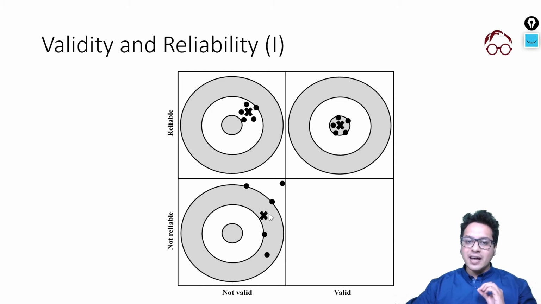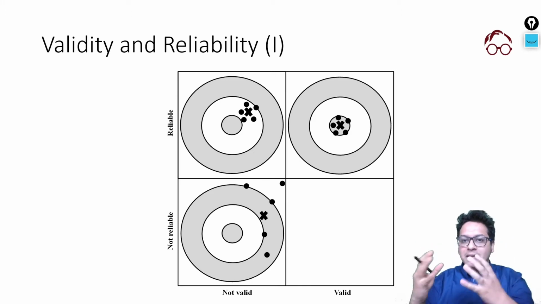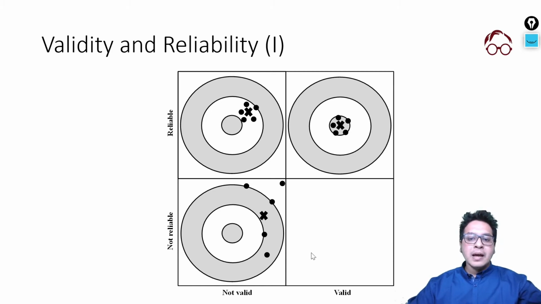When the average, the cross, is not in the center, that means it is not valid. When the questions are dispersed from the average, it means they are not measuring something reliably. So this situation is not valid and not reliable. But this is the situation we want: all our questions are measuring something, and measuring what they were supposed to measure. What they are supposed to measure is validity, and measuring it in a satisfactory way is reliability. Valid but not reliable cannot actually exist, which is why we have an empty box here.